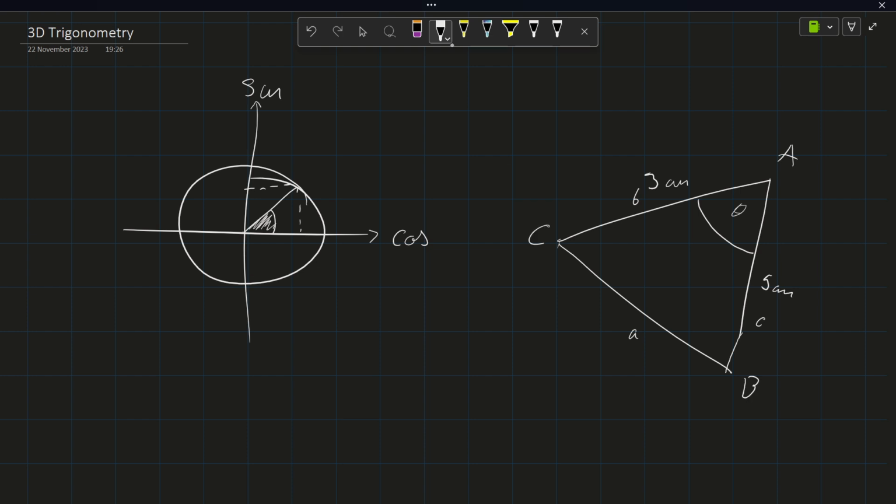B. If we want to find this side over here, then all we would do is express the relationship between the angle in a triangle and its two corresponding adjacent sides. We have a B, we have a C.